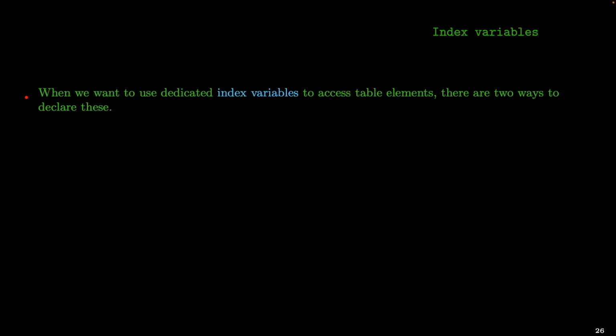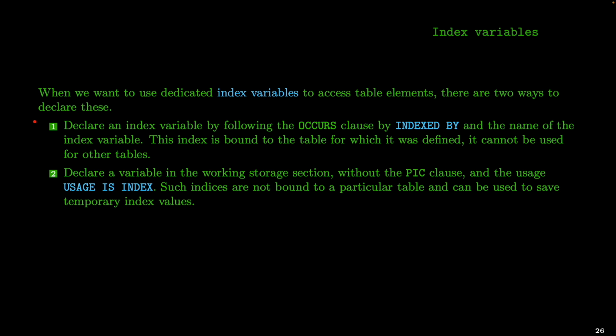Now we have two ways to declare these dedicated index variables for accessing table elements. The first one is to declare an index variable by following the occurs clause with the keywords indexed by and then the name of the index variable. And if we do it this way, then the index is bound to the table in which we declare it. So we cannot use it for any other table.